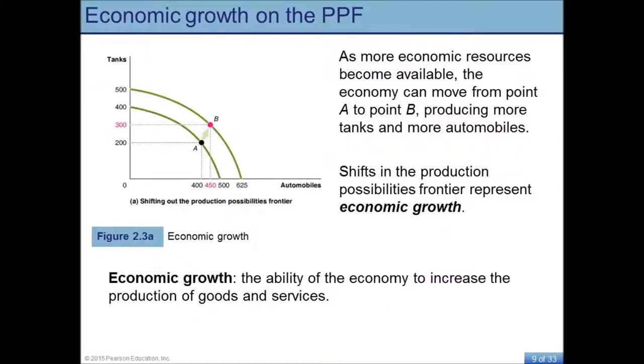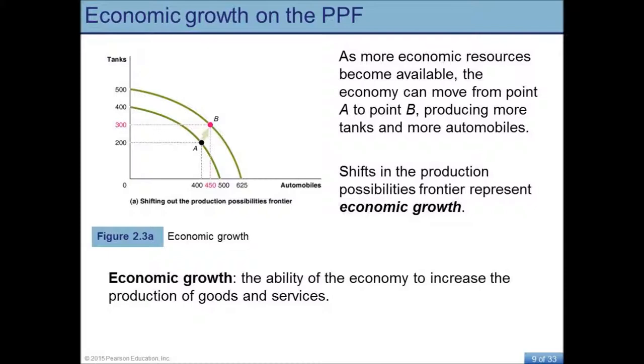So we go to slide 9, and we're looking now at a bowed possibility production frontier. And we're seeing that we move from point A to point B, and that shift from the first curve to the second curve represents economic growth, which is that more resources became available and we could move from point A to point B, producing both more tanks and more automobiles. So now we could have produced at most 400 tanks, but now we can produce up to 500 tanks, and before we could only produce 500 automobiles maximum, now we can produce 625 automobiles maximum. So we've shifted to a greater point. Point B is a point we could not have attained before, but for the economic growth.